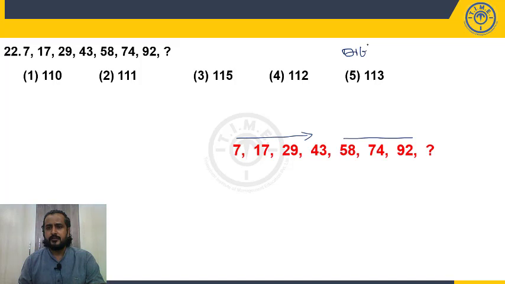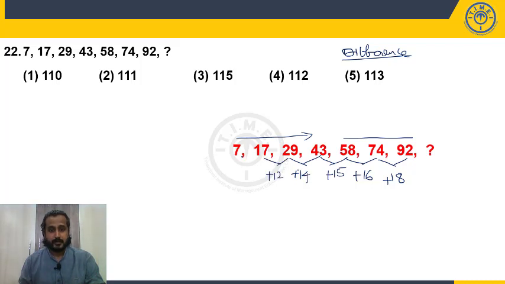So increasing gradually, we will check for difference logic. Apply the difference. 74, 92: 18 is the difference, plus 18. 58, 74: plus 16. 16, 18, maybe even number logic. Let's see. 43, 58: plus 15. So definitely it is not even number logic. 29, 43: plus 14. 17, 29: plus 12. 7, 17: plus 10. Even if I try to consider even numbers, there is a 15, so it is not even number logic.